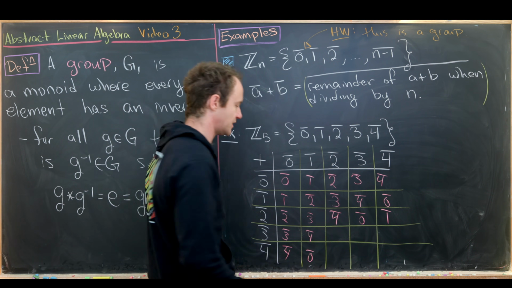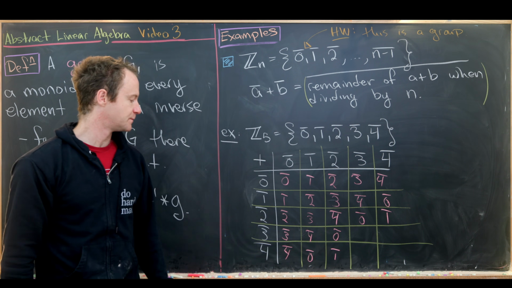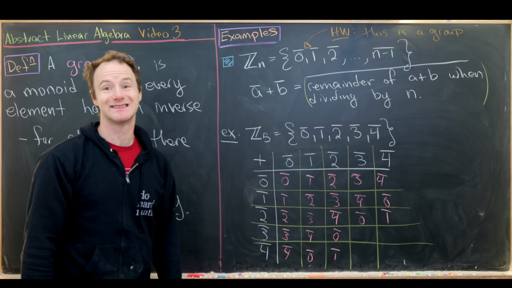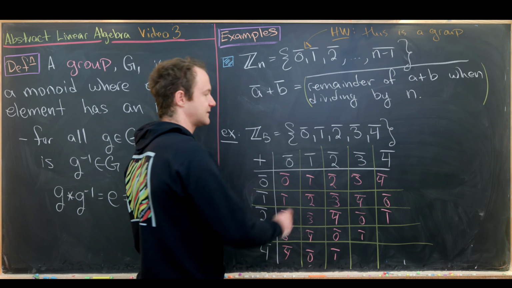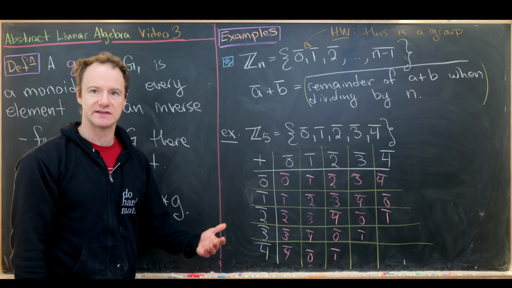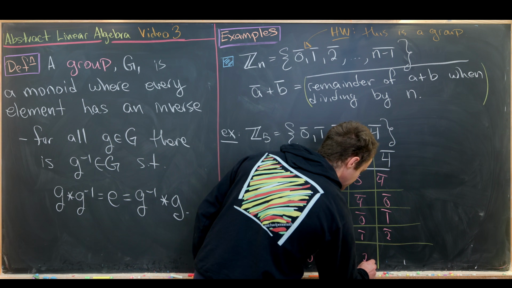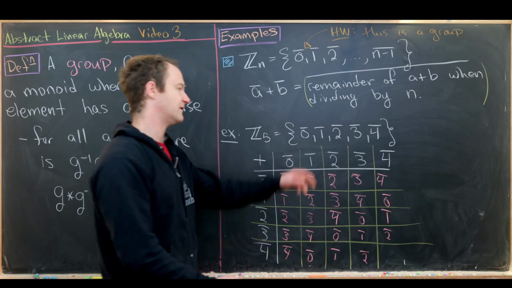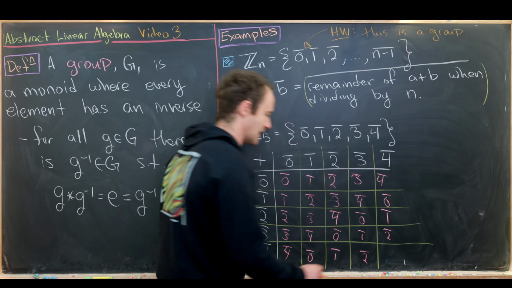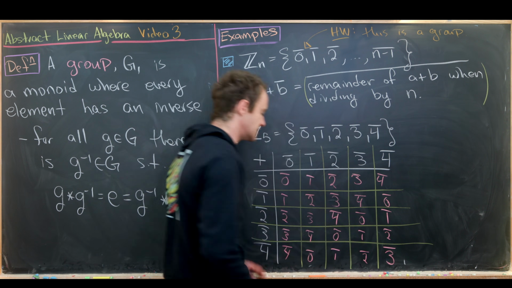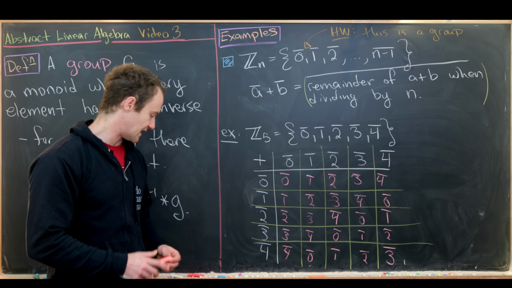So 3 plus 2 is 5, which is 0, and then here we have 1 again. Then 3 plus 3 is 6, but 6 is 1. And then 3 plus 4 is 7, but dividing 7 by 5 gives us a remainder of 2. So we get 2 bar here, 2 bar here. And then finally 4 plus 4 is 8, but dividing 8 by 5 we get a remainder of 3. So this is a filled in Cayley table for the group Z5.